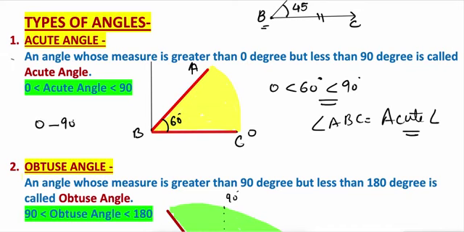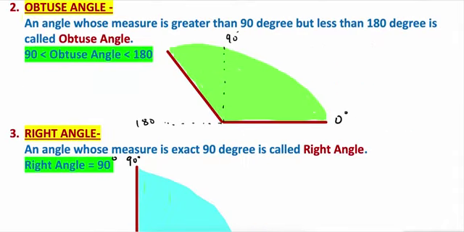An obtuse angle is an angle whose measure is greater than 90 degrees but less than 180 degrees. So for an obtuse angle, this is angle A, B, C. Suppose this angle is 110 degrees. If it is 0 to 90, in between, it is acute, but here it is more than 90 and less than 180. So this is the obtuse angle. So an obtuse angle is between 90 and 180 degrees, which is greater than 90 but less than 180 degrees.